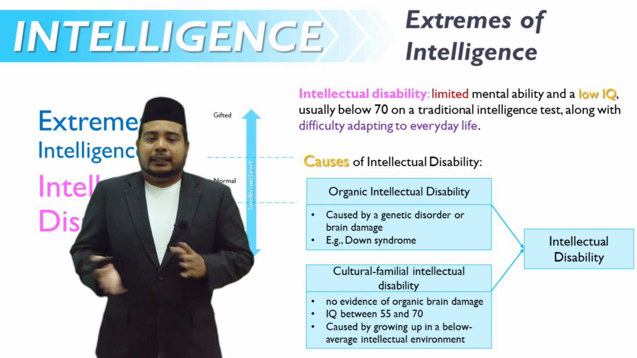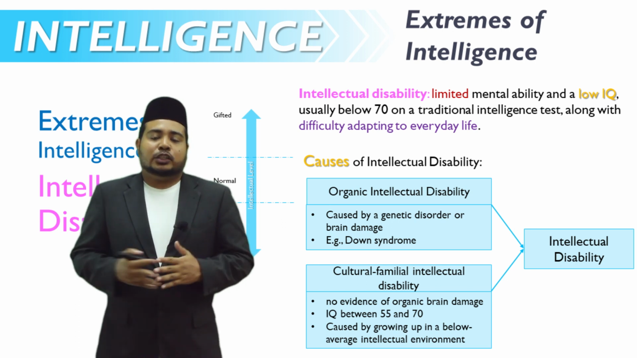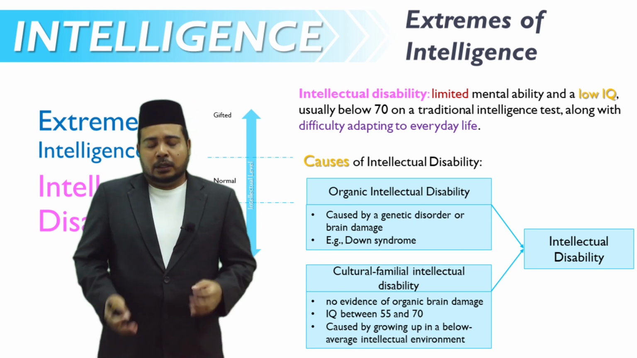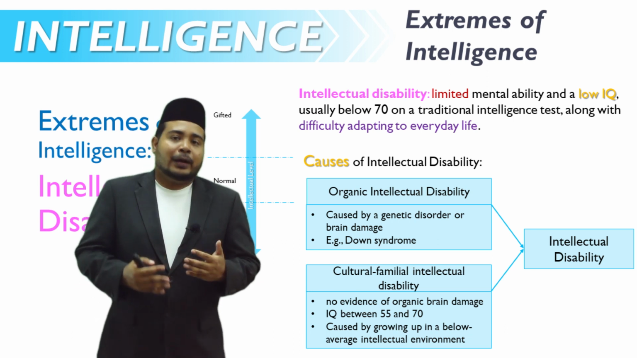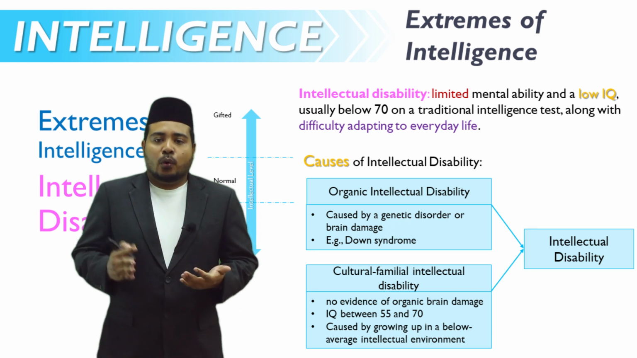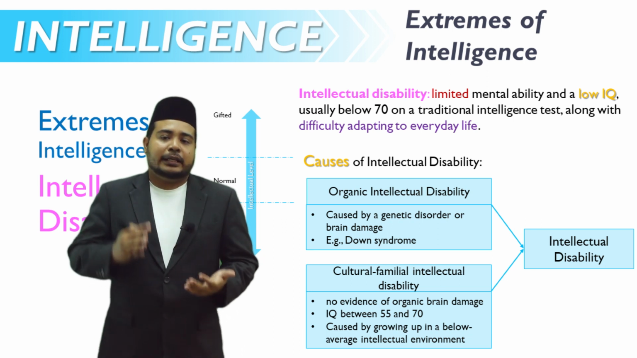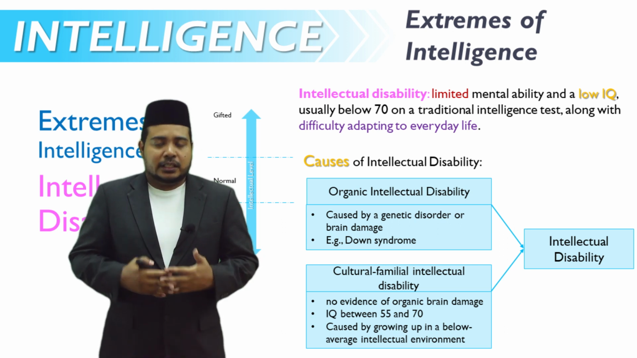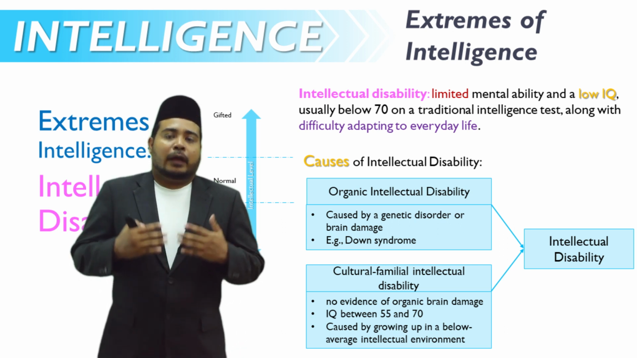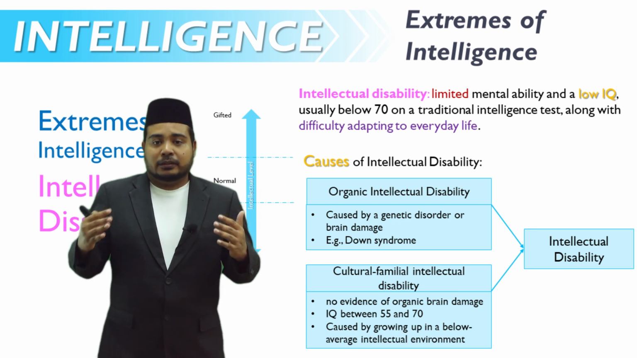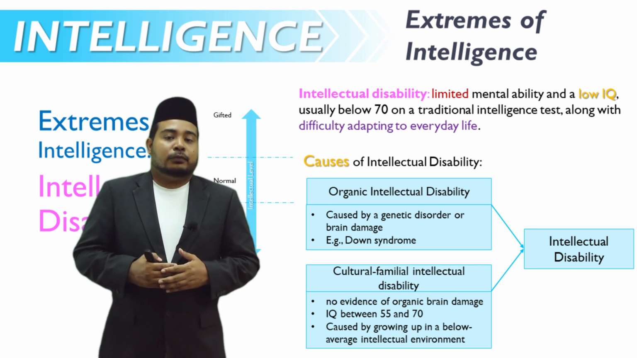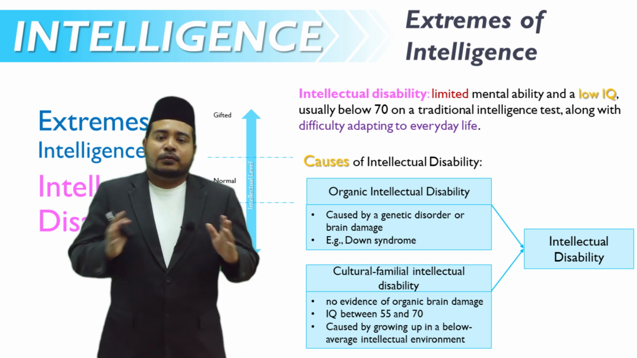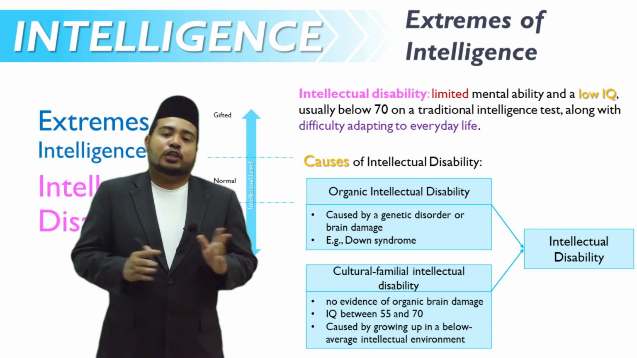Okay, on the other hand, cultural familial intellectual disability is different. Why? Because these are the people who have low IQ, but there is no evidence of organic brain damage. So basically, there is no problem with their genetics. Their families all have average intellectual levels or IQ, but they have low levels. So these are the people who score between 50 and 70 IQ.